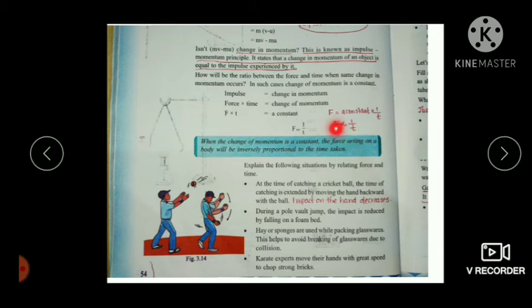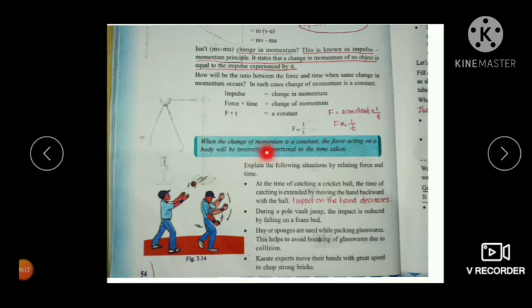That means whenever this time increases, this force decreases. If T increases, then force decreases. So that is inversely related. If one increases, then another decreases.